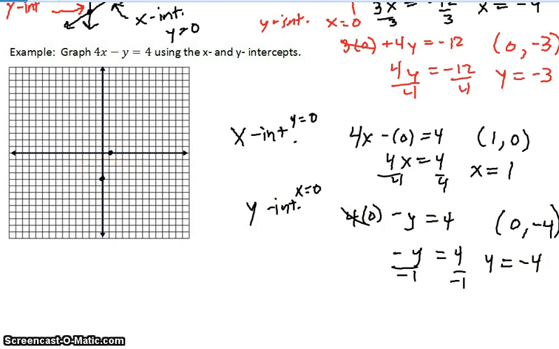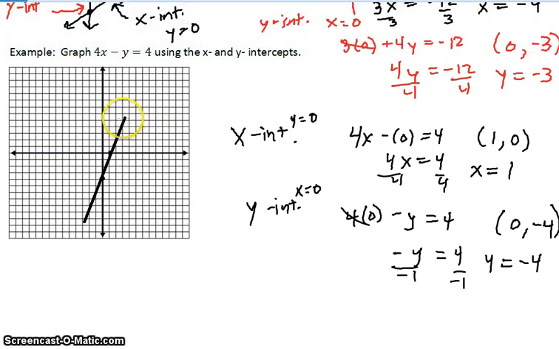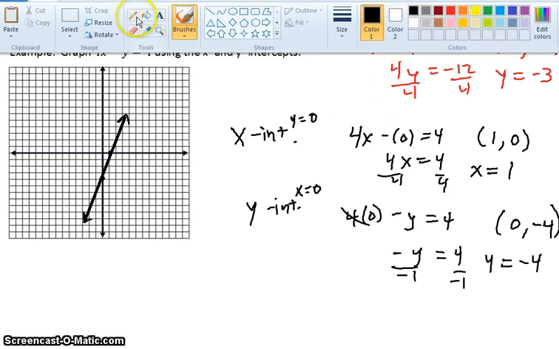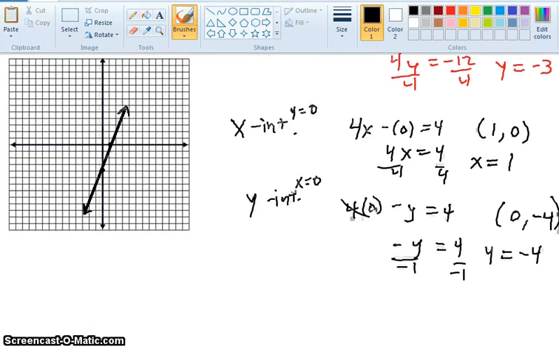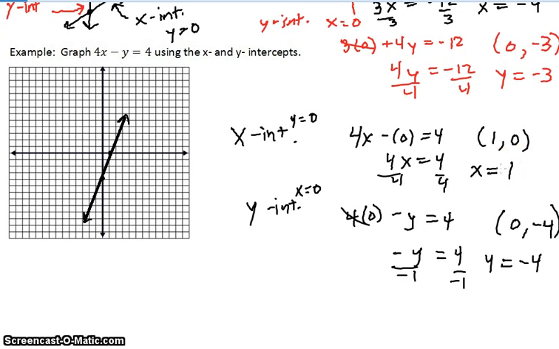I have 2 points on a line. So if you have 2 points, you can connect them. And there is my line. And there is another way that you can graph things using the intercept method. In class, we will talk a little bit more about how you deal with things if you don't have 2 points.